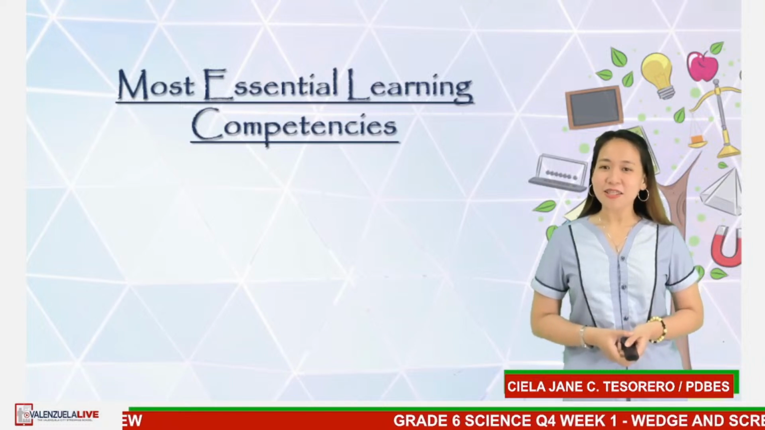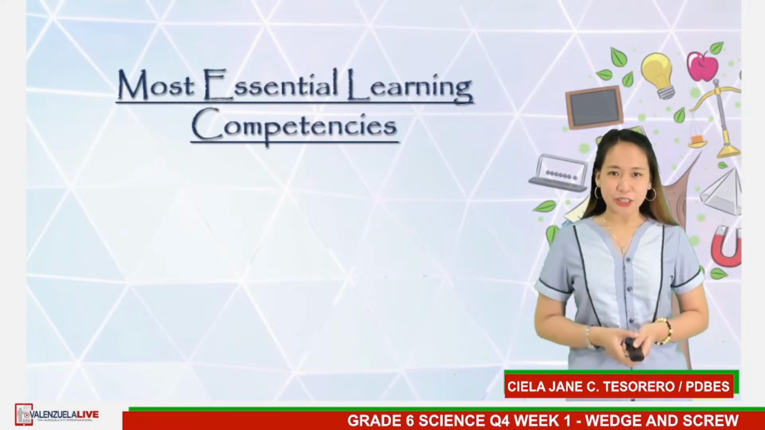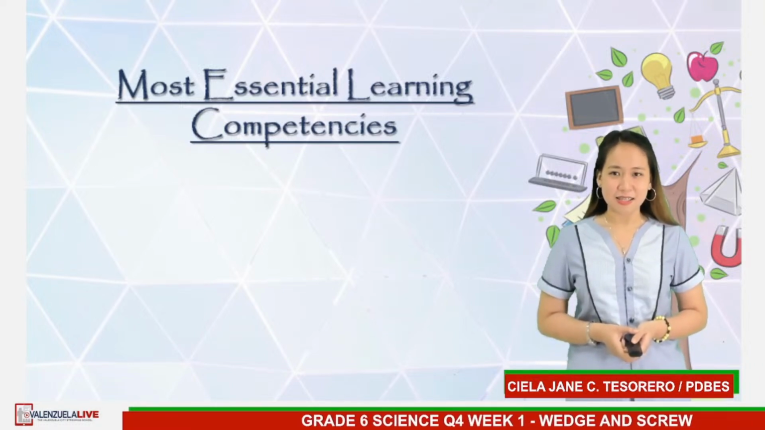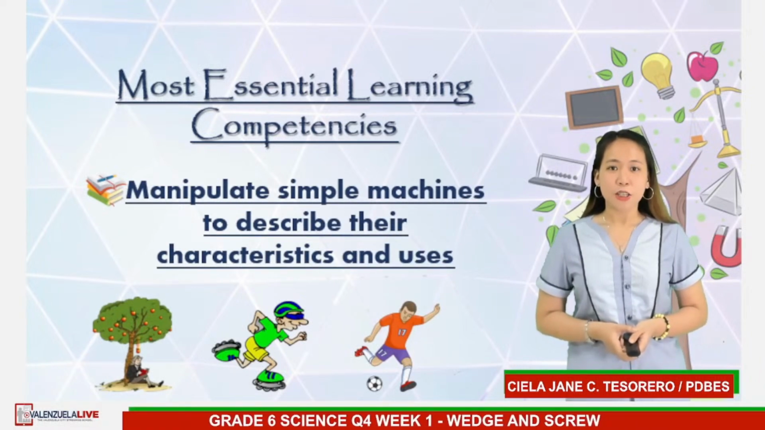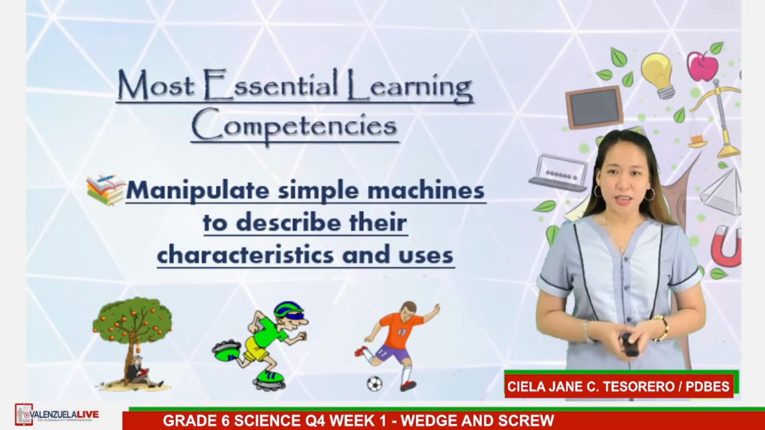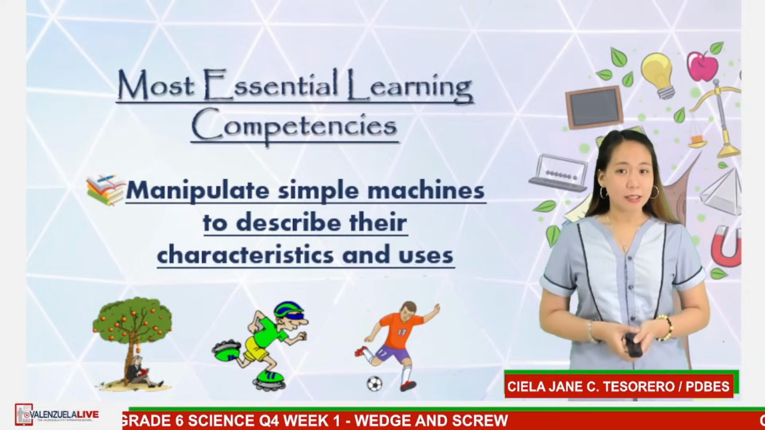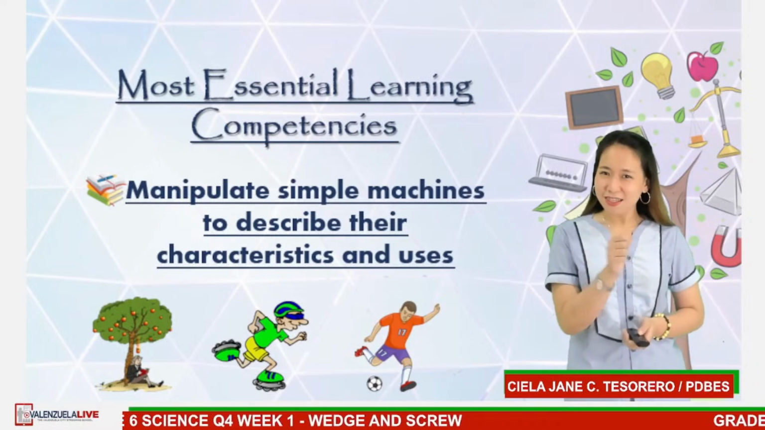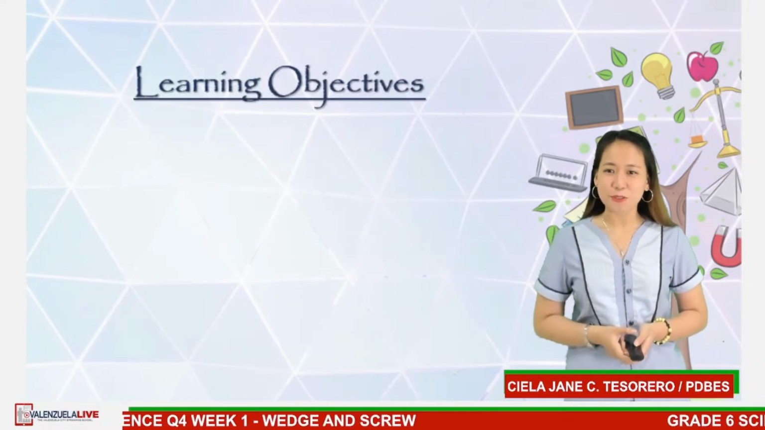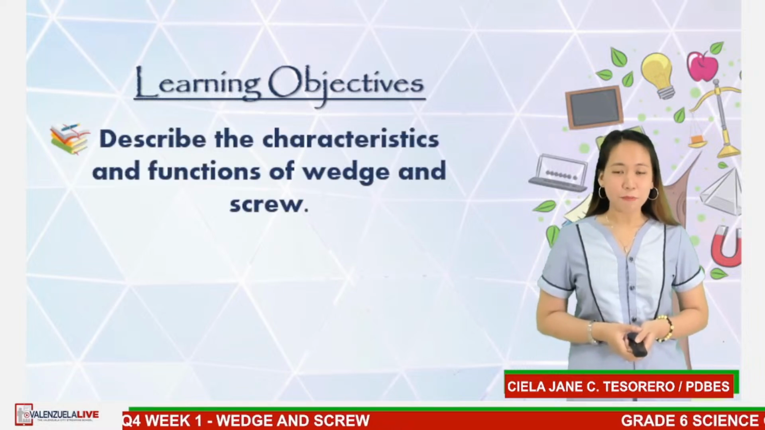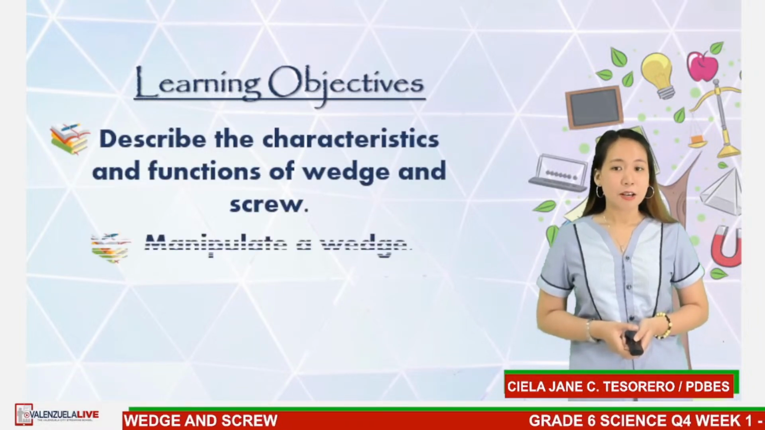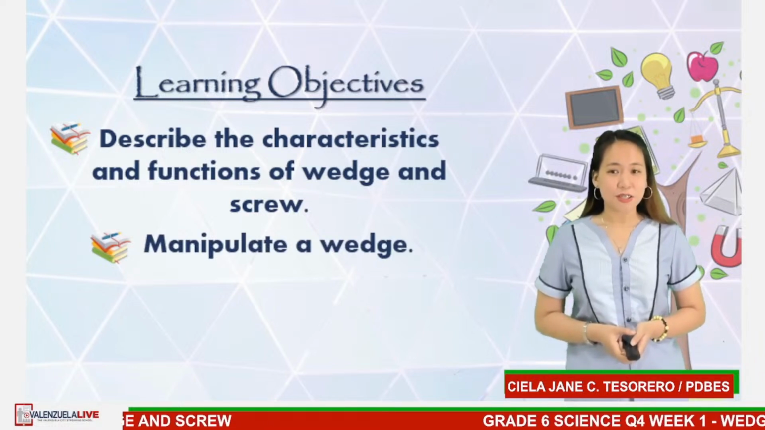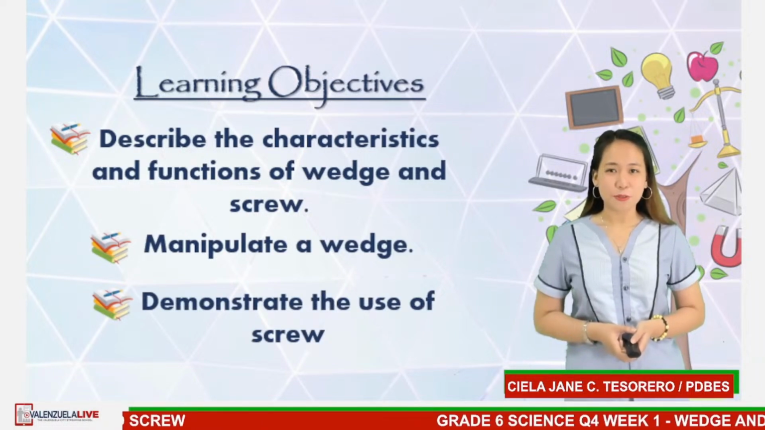Our today's lesson is based on the most essential learning competencies in Science 6. It is to manipulate simple machines to describe their characteristics and uses. And at the end of this session, you, learners, must be able to describe the characteristics and functions of wedge and screw, manipulate a wedge, and demonstrate the use of screw.